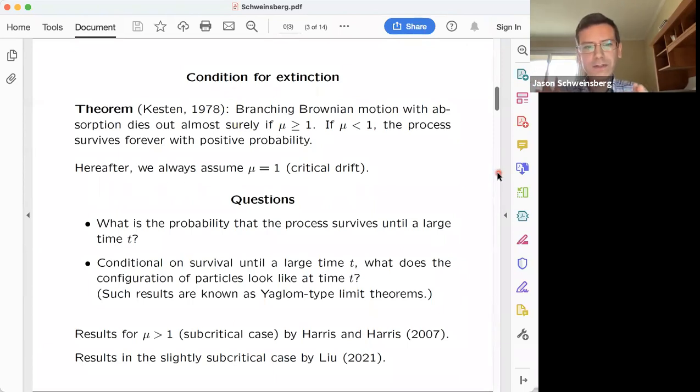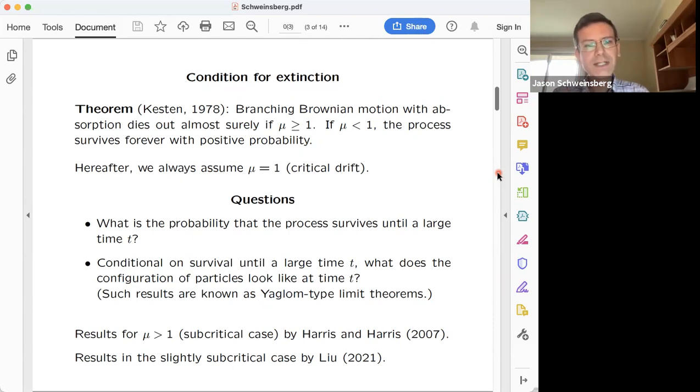Now we're going to focus on two questions. First, we know the process will eventually go extinct, but we want to know what is the probability that the process will survive for an unusually large time t. And second, conditional on the event that the process survives for an unusually large time t, we want to understand what the configuration of particles looks like at time t. Results like this are known as Yaglom-type limit theorems.